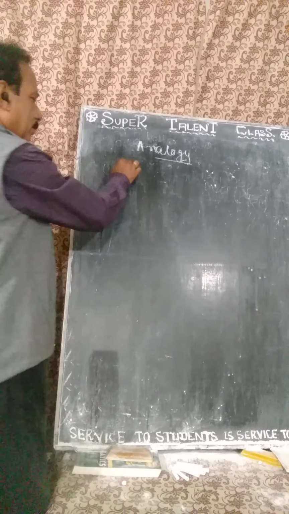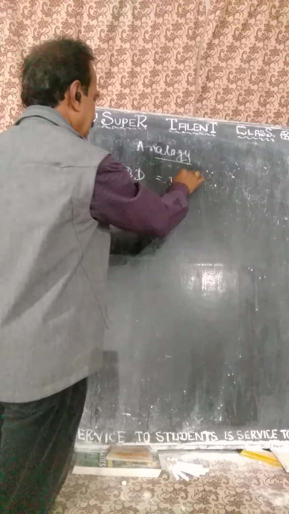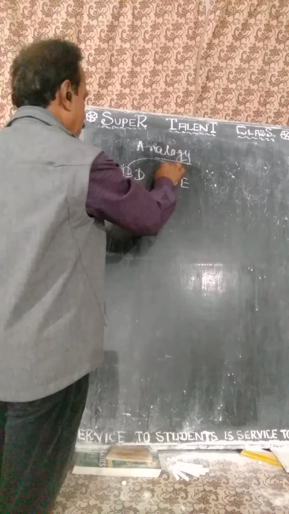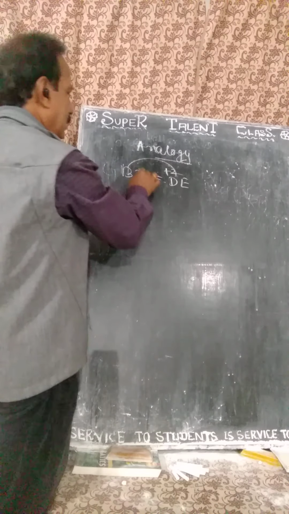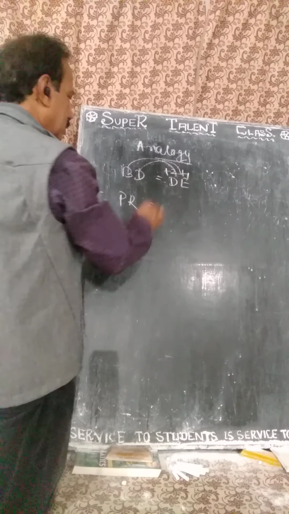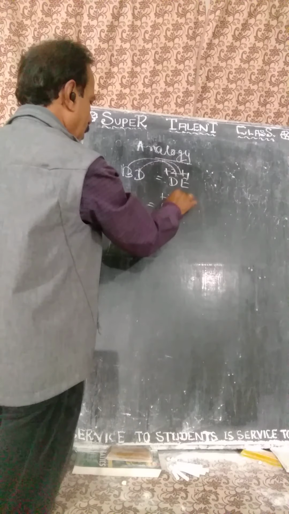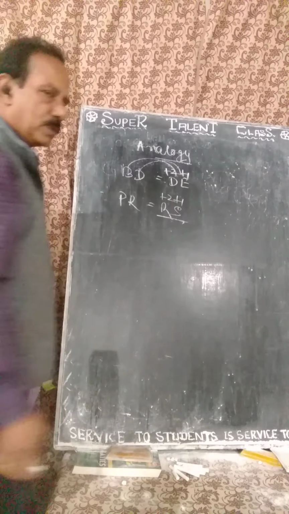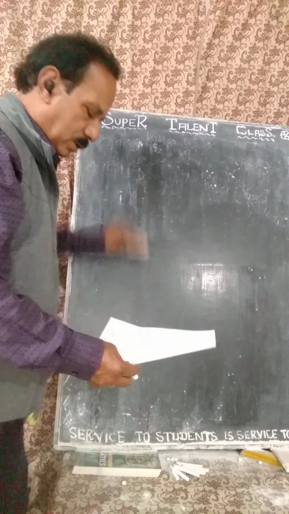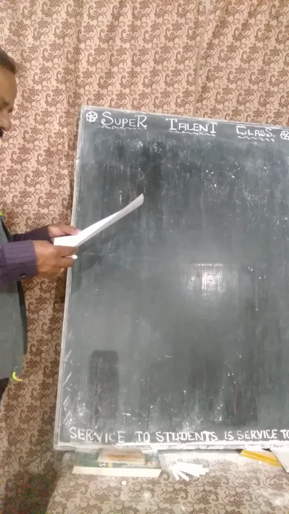Suppose BD is equal to DE. B to D, D to E, same analogy. C plus 2, D to E plus 1. Like this, P R, plus 2, Q R, and plus 1, R S. You can have it. The process is very easy. But the logic, the difficult logic, will go for it.